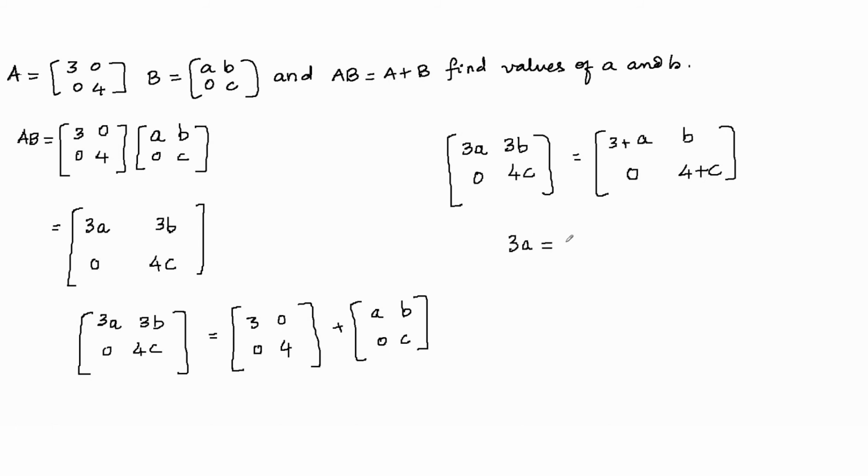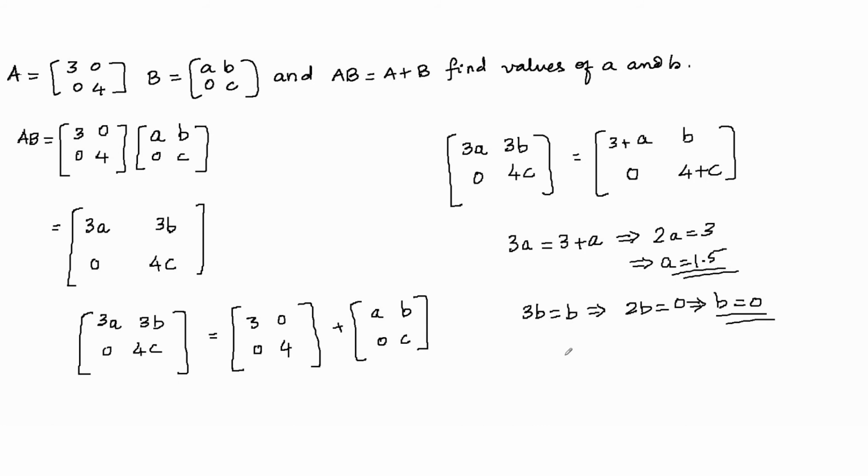you will get 3A is equal to 3 plus A, which implies 2A is equal to 3, or that implies A is equal to 1.5. You can also equate 3B equal to B. So 3B equal to B will imply 2B is equal to 0, which means that B is also 0, right? So the value of A is 1.5, the value of B is 0. And then we equate 4C with 4 plus C, and therefore you get 3C is equal to 4, which means C is equal to 4 by 3. So this is how we find the values of A, B and C, right?